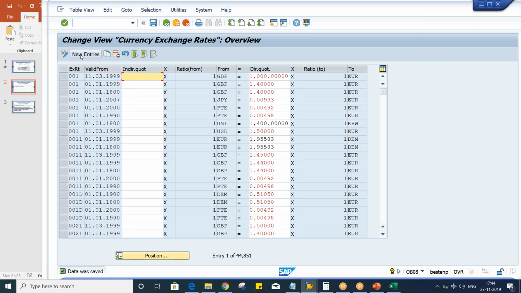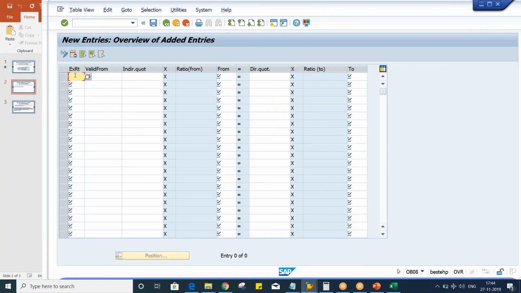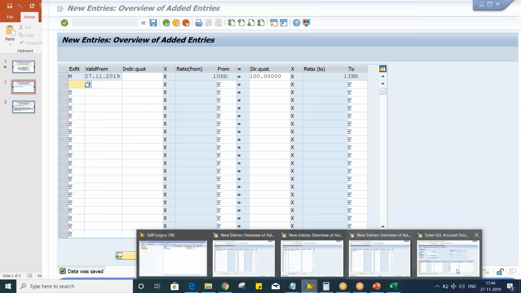Okay. Now we'll do one thing. Click on inventory, and here give a validity, again 27th itself, USD and INR. So 1 USD equals, let's suppose, how much INR, guys? Let's suppose 100 INR. 1 USD equals 100 Indian currency. Now just save it.